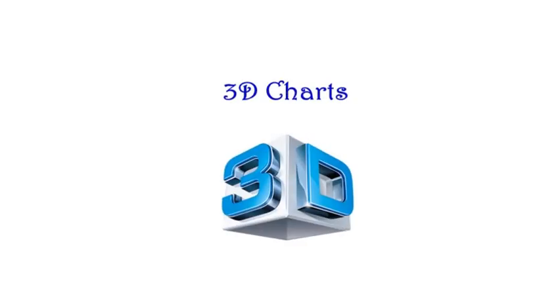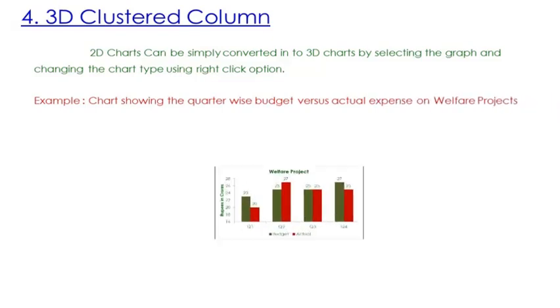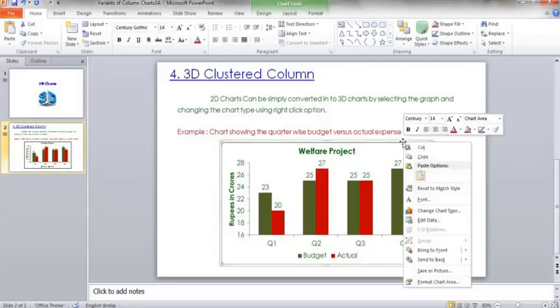3D charts. You might notice that we keep on mentioning 2D vertical rectangles everywhere, which means PowerPoint provides 3D display of column charts. The first one is 3D clustered column chart. 2D charts can be simply converted into 3D charts by selecting the graph and changing the chart type using right click option. Watch the below steps.